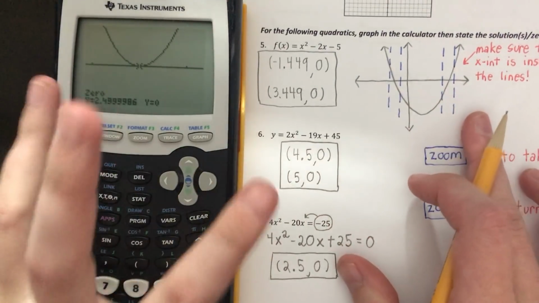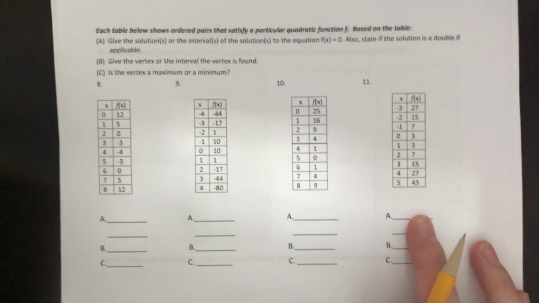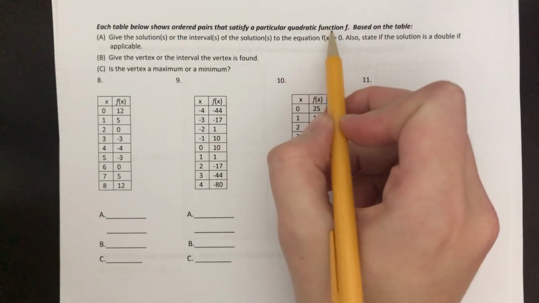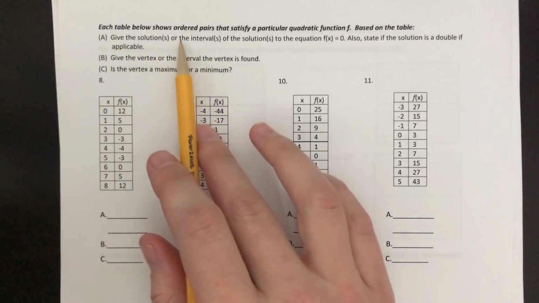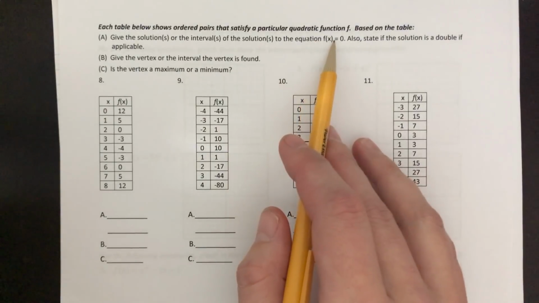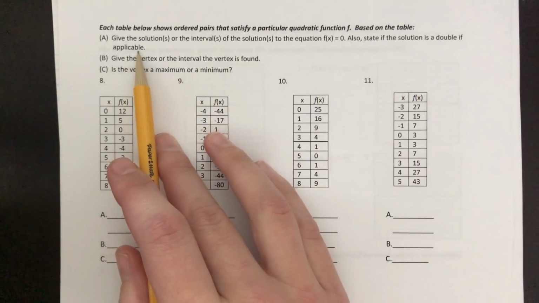So that's all we're going to do with graphs. Now we're going to talk about tables. So on the second page, each table shows ordered pairs that satisfy a particular quadratic function f. Based on the table, A, give the solutions or the intervals of the solutions to the equation f of x equals 0. Also state if the solution is a double if applicable.